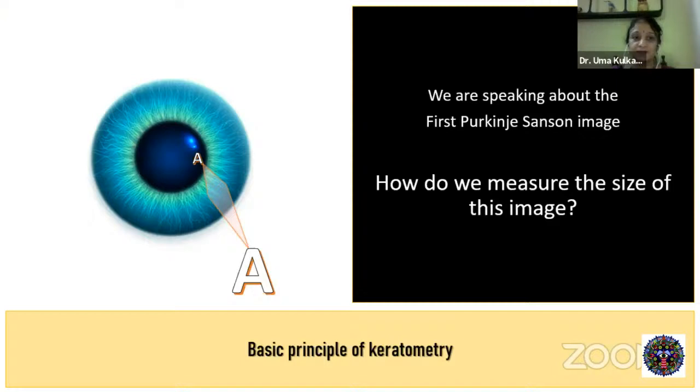But measuring the size of this, we know the size of the object, but measuring the size of the image is pretty difficult. You know why? Because our eyes are not very steady. The eyes are moving all the time. There's some kind of a movement which is always there, and therefore catching hold of this image and measuring its size in a moving eye and a moving image is very, very difficult. And that's the problem keratometry has to solve.